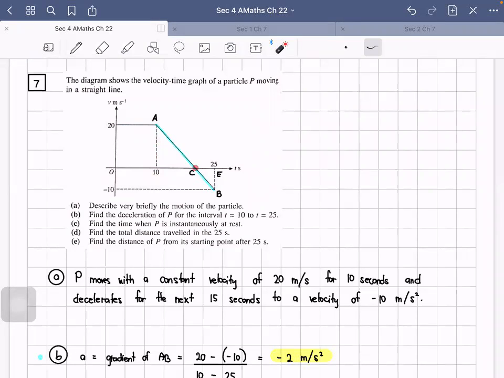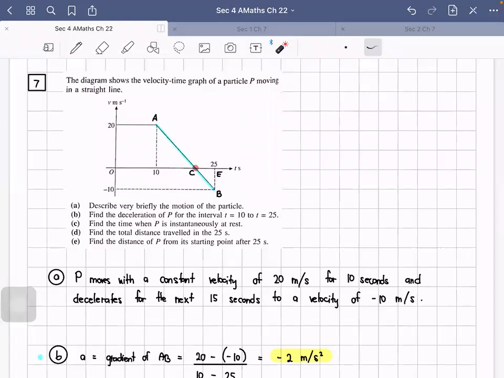And then after 10 seconds, it decelerates for the next 15 seconds to a velocity of negative 10 meters per second. How did I get negative 10? From here, so it's a negative. Right, it's not squared, it's supposed to be just meters per second. Sorry. So that's the simplest description for question number 7, letter A.